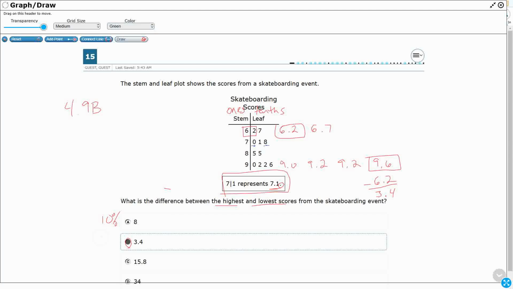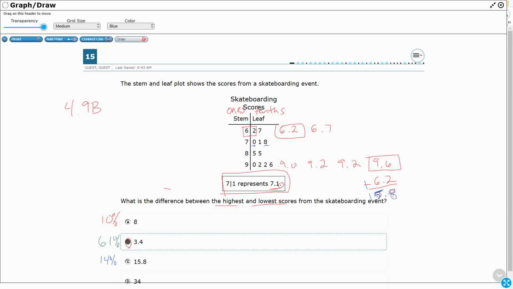We had 61%, so it's a hair above 60%, not horrible. We had 14% choose C, and that's just adding the highest and lowest, right? If you just take 9.6 plus 6.2, you get 8 and you get a 15. So they picked the right numbers. They just thought difference meant to add.